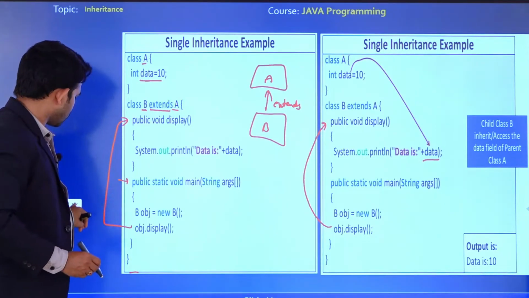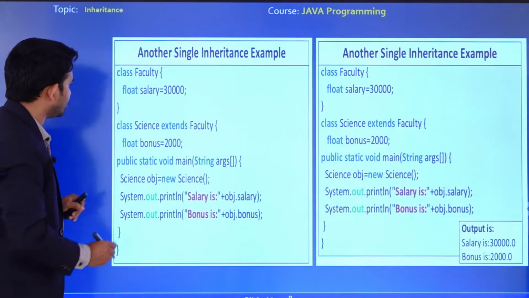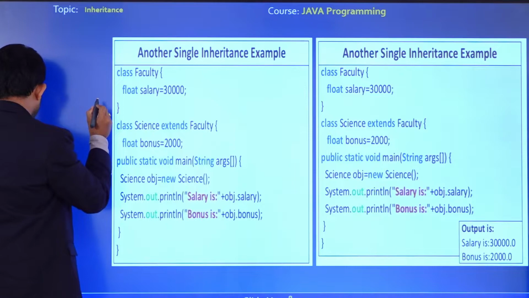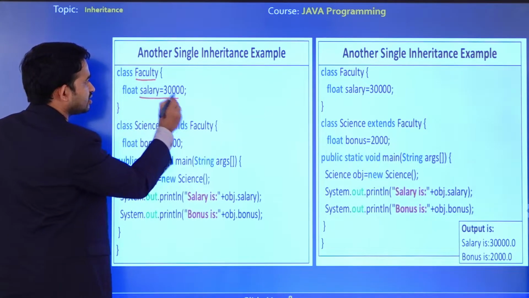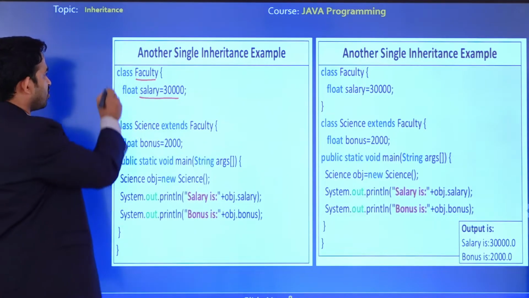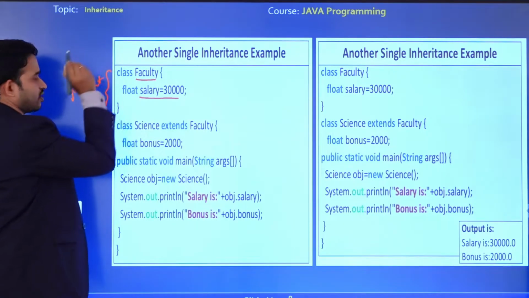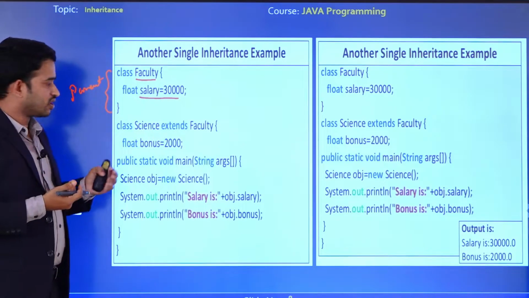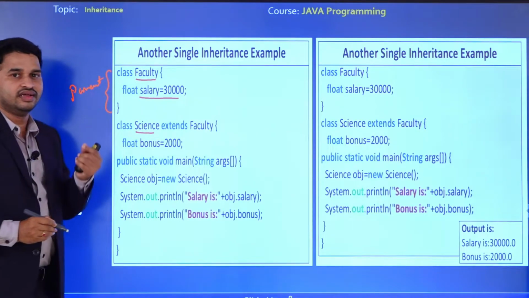Next we go for one more example of single inheritance, in the same program style. Here is class faculty, one more program. Here I declare salary is 30,000. This is a simple example. We call this the parent class, also called the base class. This class I want to use in one more class. Here class science is the child class, also called the derived class.